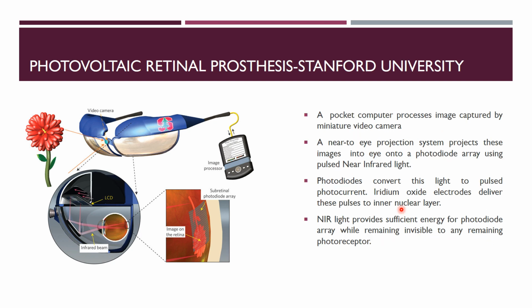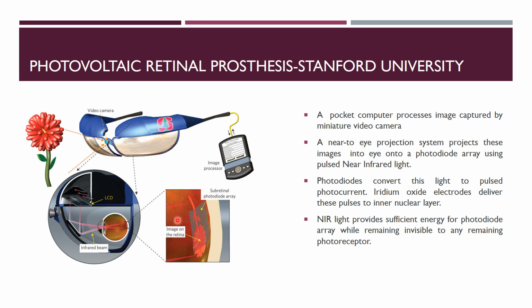battery bank. So whenever we want to see an image, the image is first captured by a video camera located on the video goggles. This image is transferred to a small pocket computer which processes the image and converts it into pulsed near infrared light. Now this light is projected on the LCD screen present in the video goggles, and this image then enters the human eye and falls on the photodiodes which are placed subretinally.